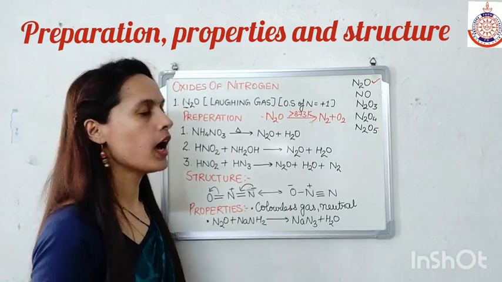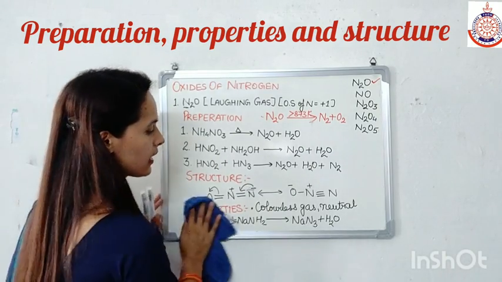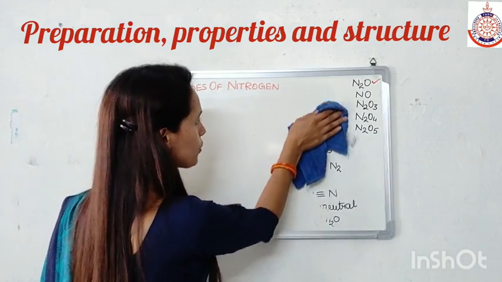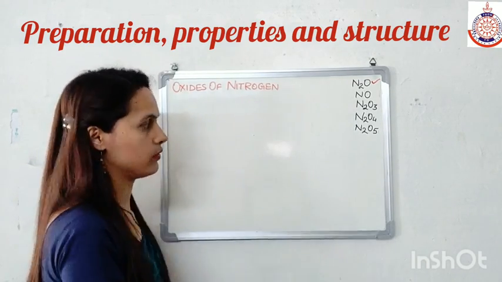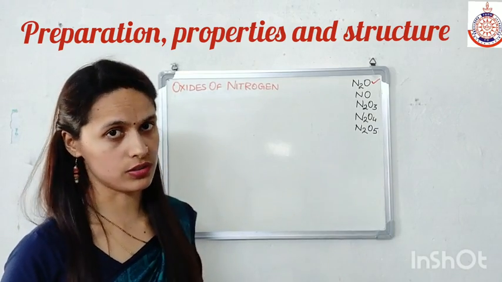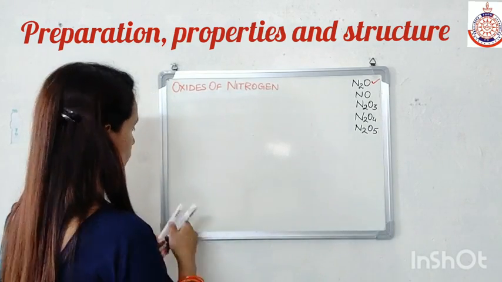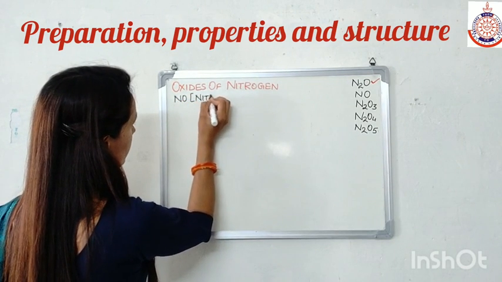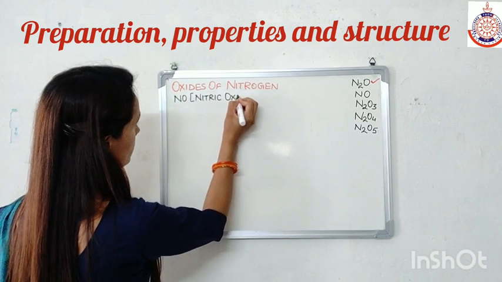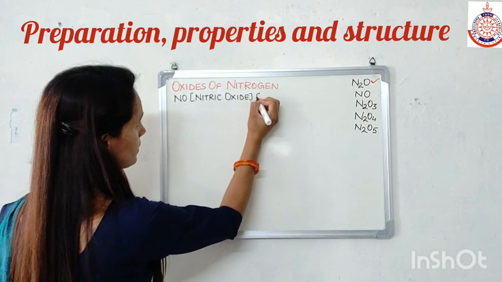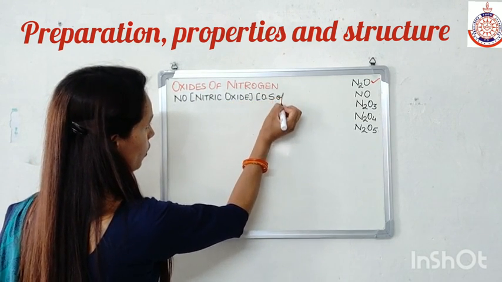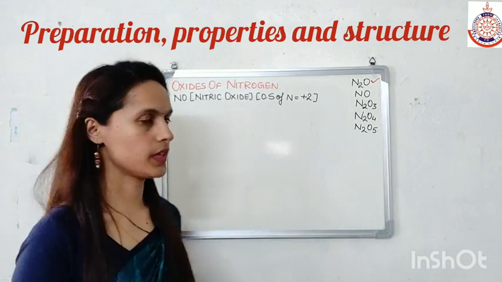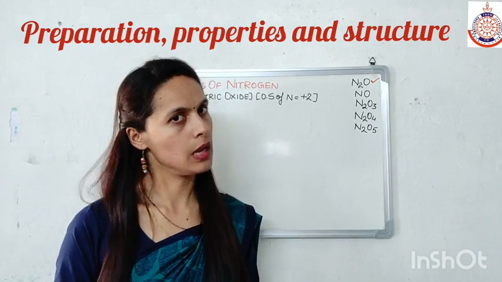Now we'll move to our next oxide, that is NO. That one is NO, which is known as nitric oxide. So here it is NO. It is known as nitric oxide, and in this the oxidation state of nitrogen is +2.